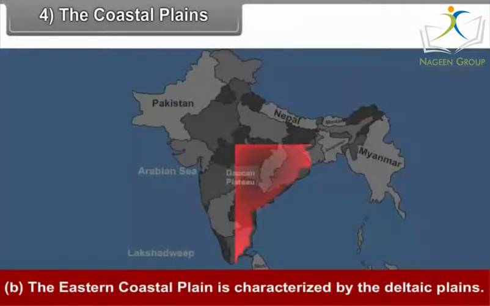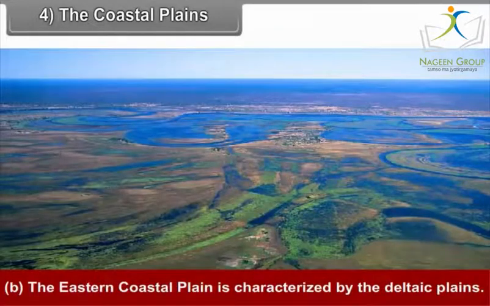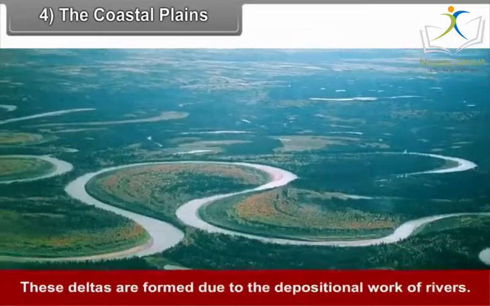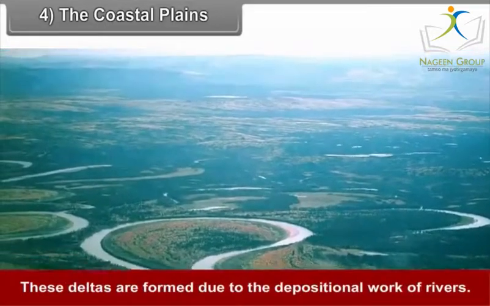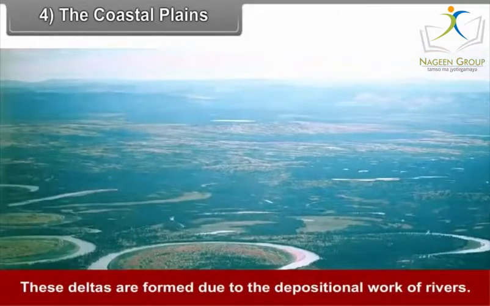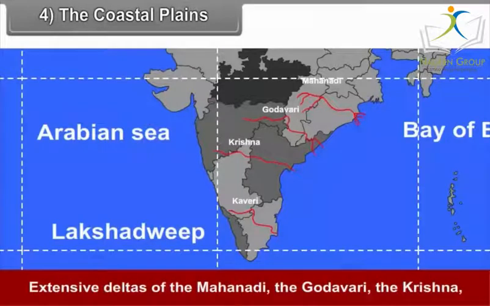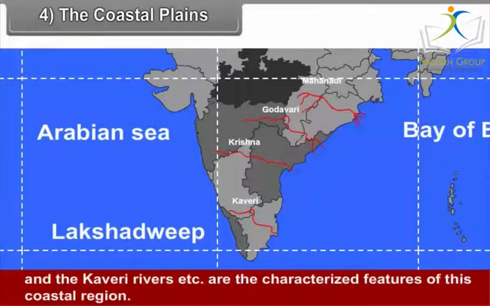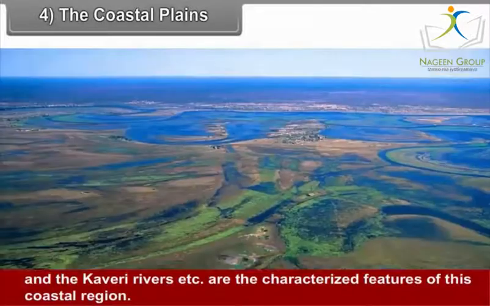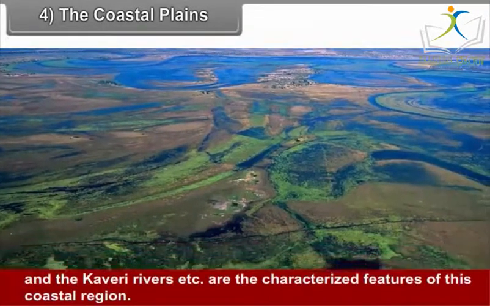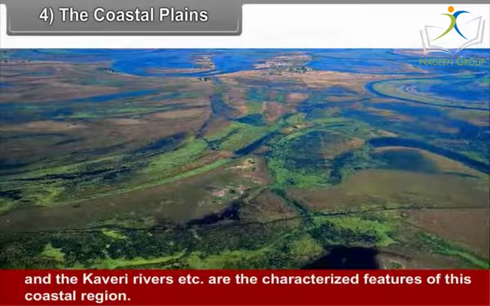The eastern coastal plain. The eastern coastal plain is characterized by the deltaic plains. These deltas are formed due to the depositional work of rivers. Extensive deltas of the Mahanadi, the Godavari, the Krishna, and the Kaveri rivers, etc., are the characteristic features of this coastal region.